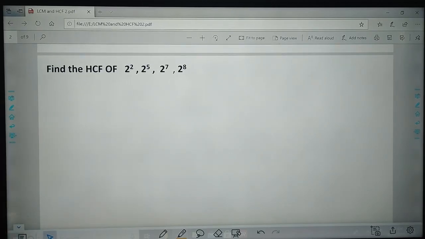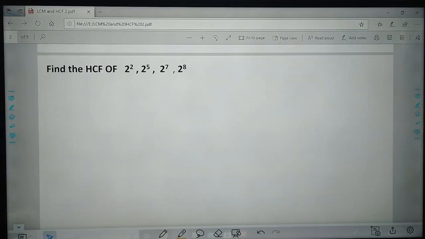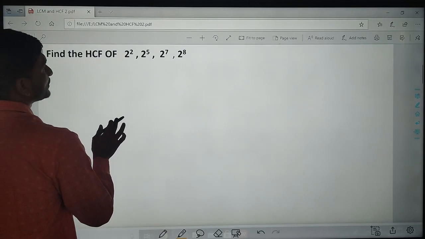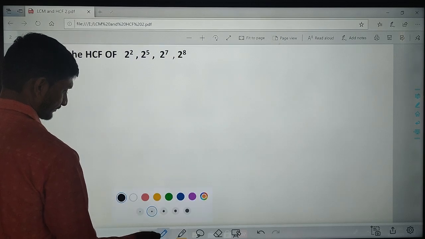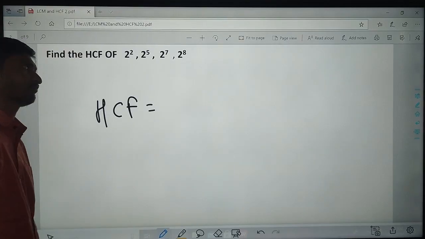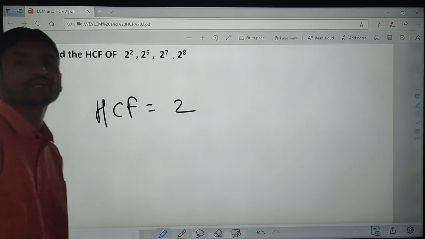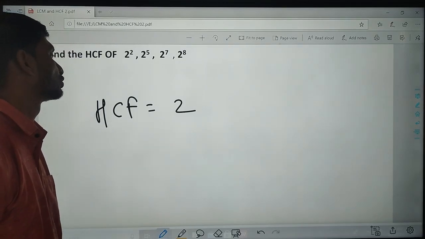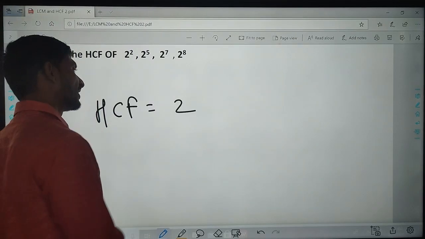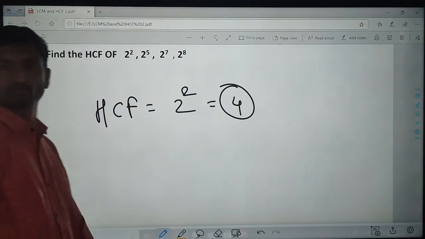Find the HCF of 2 raised to 2, 2 raised to 5, 2 raised to 7 and 2 raised to 8. Here we find the HCF of these 4 numbers. The base is 2. For HCF we take the smallest degree of 2, which is 2. Then your HCF is 2 raised to 2, that is, your answer is 4.